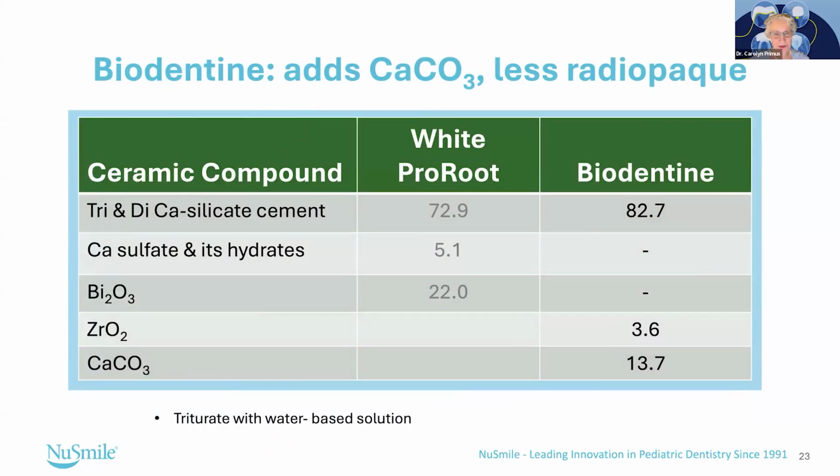Biodentine, with which I'm sure many people are familiar, also had a lot of the tricalcium and dicalcium silicate cement, but very little of a material to give it radiopacity. They added a lot of this calcium carbonate product. And interestingly, they innovated and made a water-based solution, then added the process of triturating the powder and liquid together to get some good mixing.